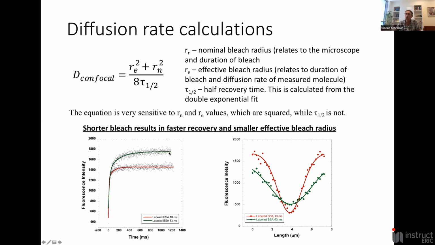So the diffusion is slower, and the reason is that it has to diffuse through a bigger area or volume than in 10 milliseconds. So we have two differences here. We have a difference in the RE and RN parameters between 10 and 63 milliseconds of bleach time, and we have a difference here that we see also in the tau half.